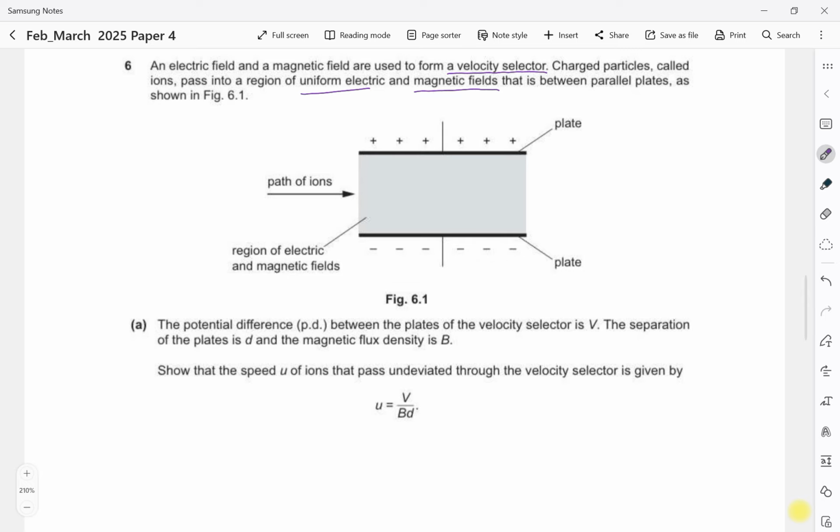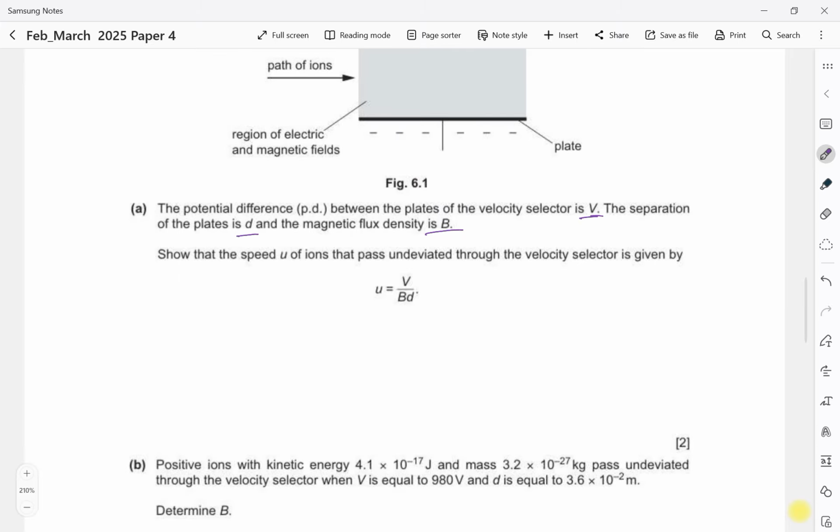The potential difference between the plates of the velocity selector is V. The separation of the plates is D, and the magnetic flux density is B. Show that the speed u of ions that pass undeviated through the velocity selector is given by u equals V over B times D.